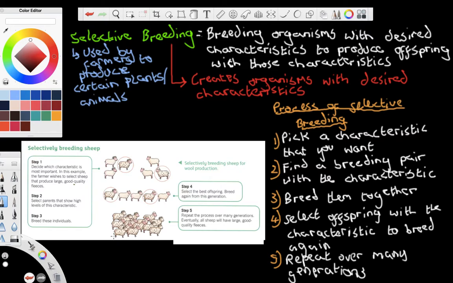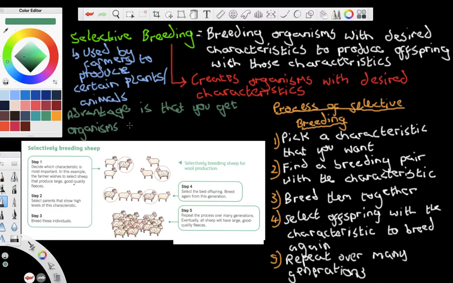Now, the advantage of this is that you get organisms with the traits that you want. So the advantage is that you get organisms with the trait that you want, and trait is another word for characteristic.